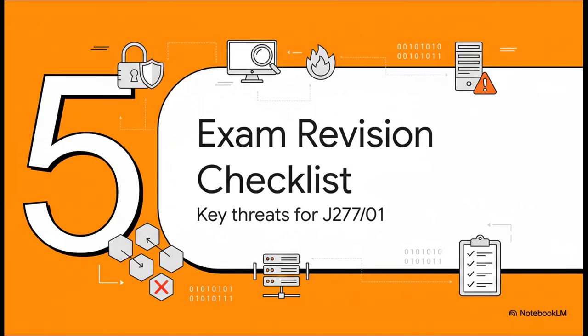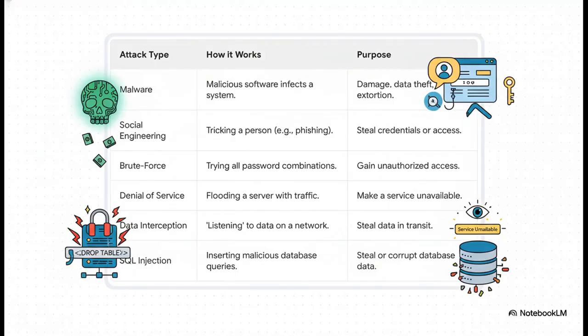Whew. Okay, we have covered all 6 of the major threats from the specification. So now, let's pull all of that information together into one simple, really powerful revision checklist for your computer systems paper. Here it is, all the key facts in one place. You need to get this memorized. For each of these 6 attacks, you have to know what it is, the basic way it works, and what its ultimate goal is. Seriously, if you can explain those 3 things for all 6 of these threats, you're going to be in a fantastic position for the exam.